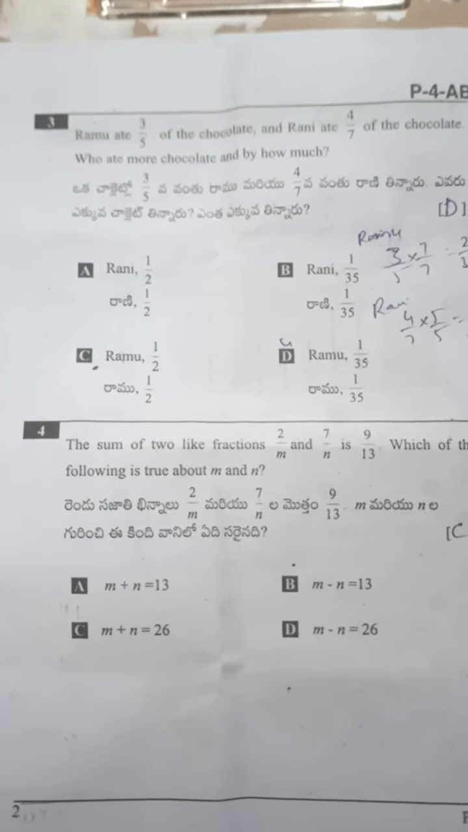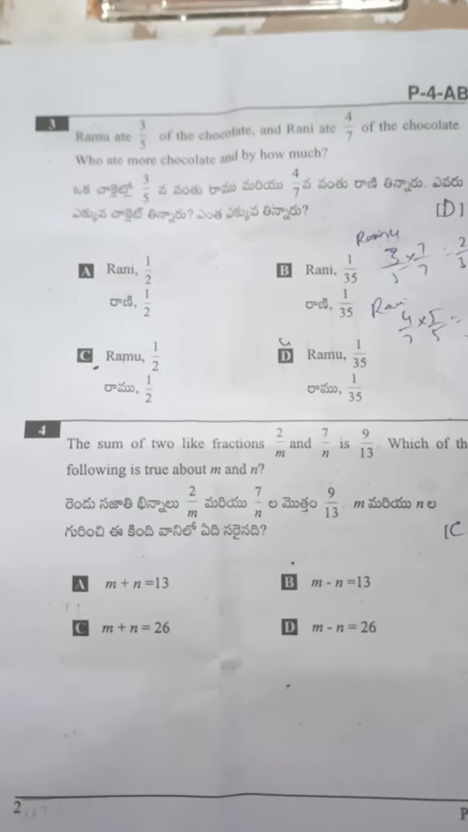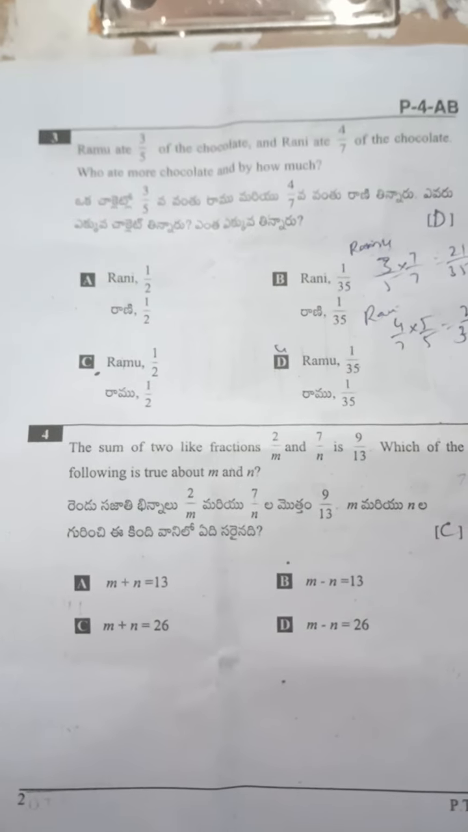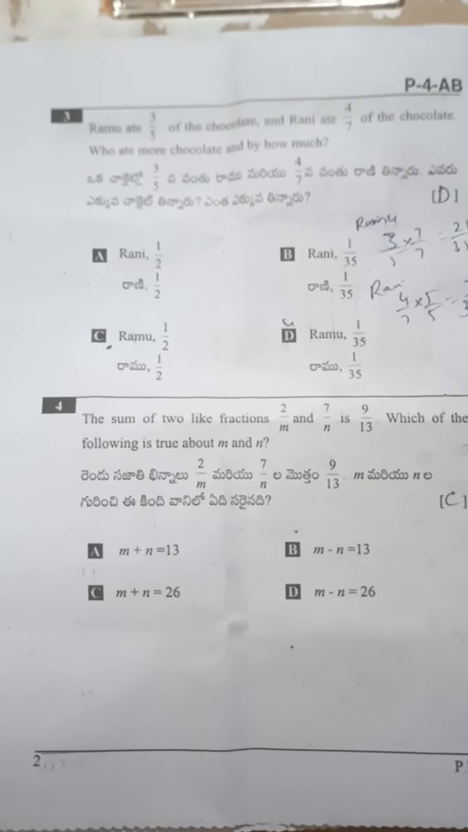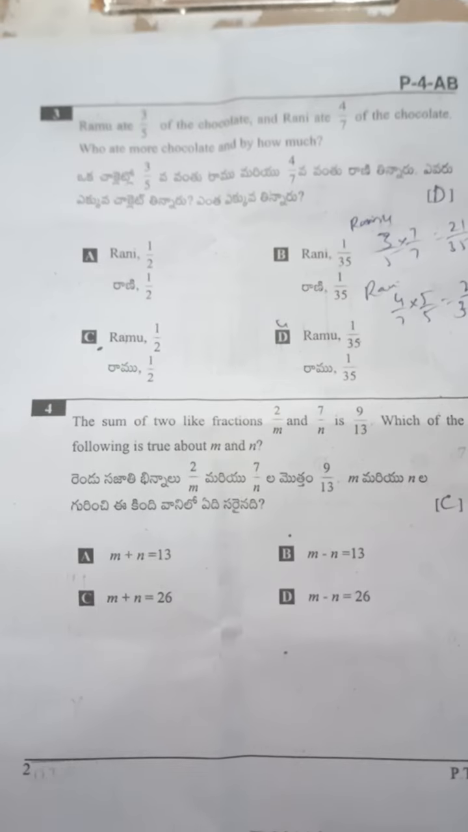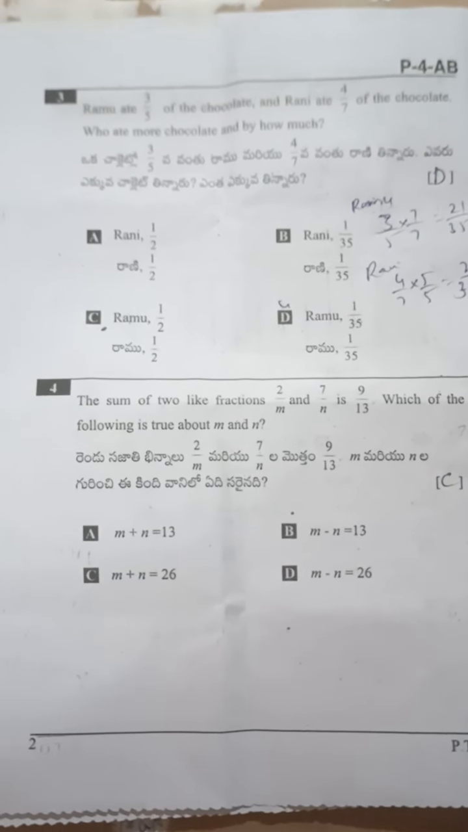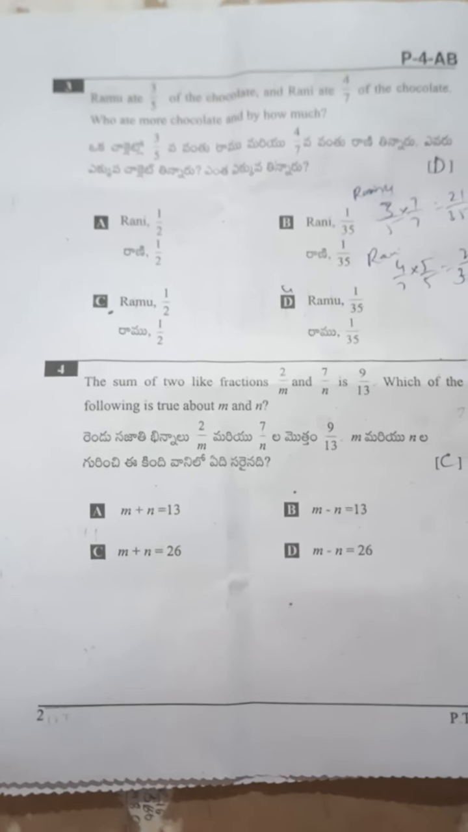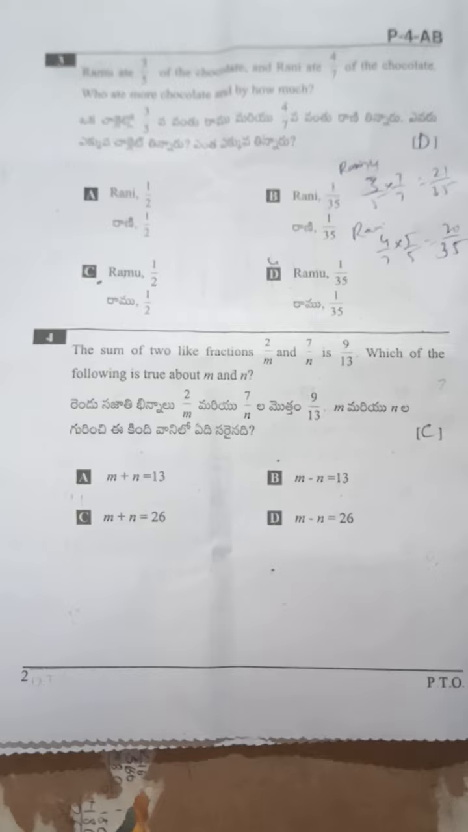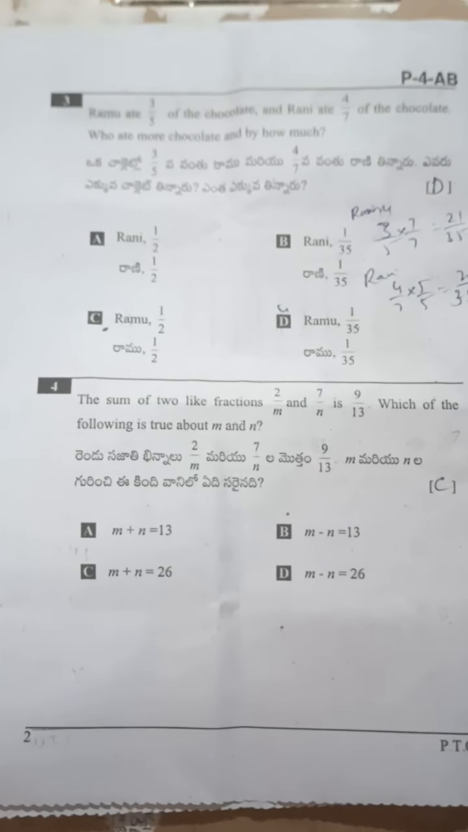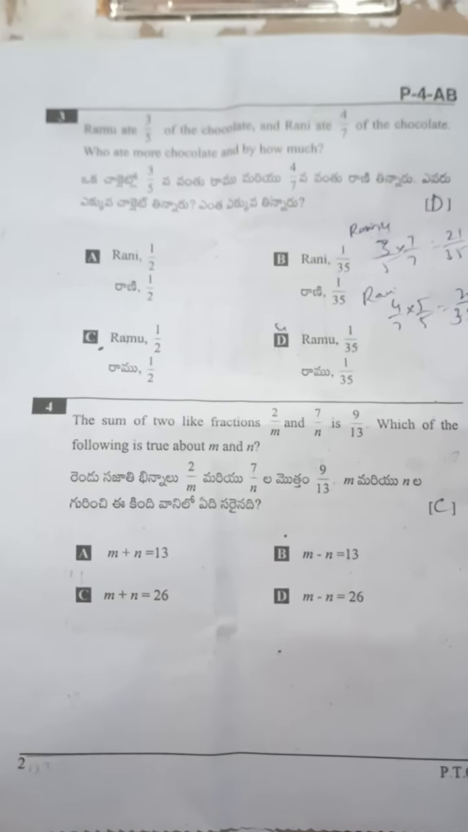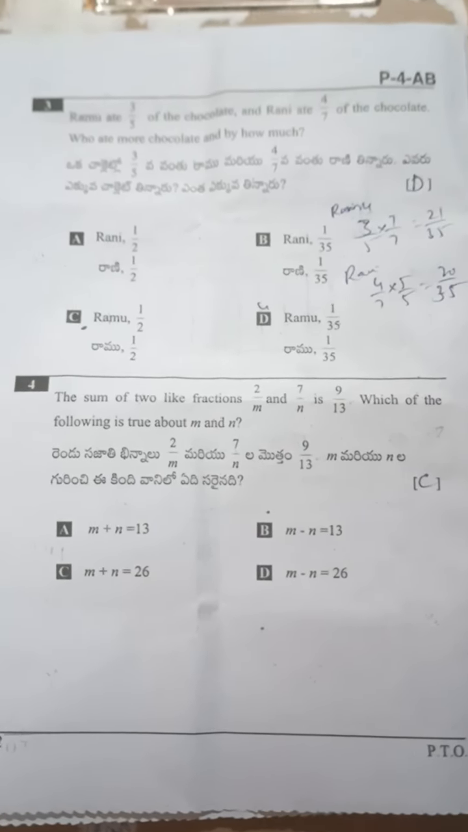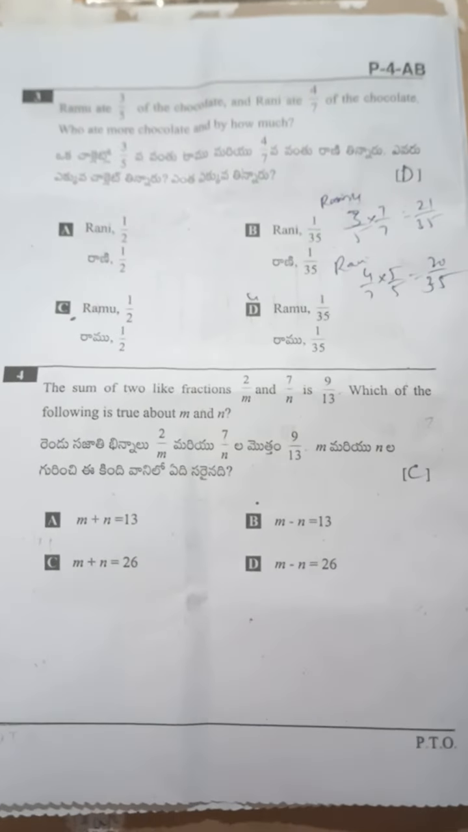Next, Ramu ate 3 by 5 of the chocolate and Rani ate 4 by 7 of the chocolate. Who ate more chocolate and by how much? So Ramu is 3 by 5, Rani is 4 by 7. So here we can do that: 3 by 5 is multiplied with 7, 4 by 7 fraction is multiplied with 5. So 3 sevens are 21, 4 fives are 20. So Ramu ate 21 by 35, Rani ate 20 by 35. So who ate more? Ramu. So Ramu ate more. How much? 1 by 35.